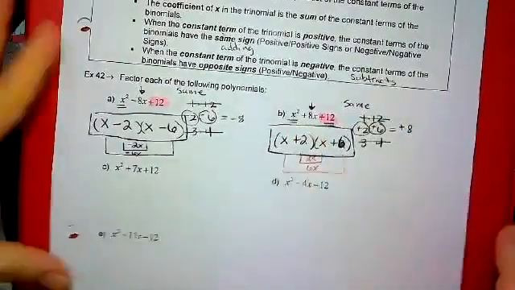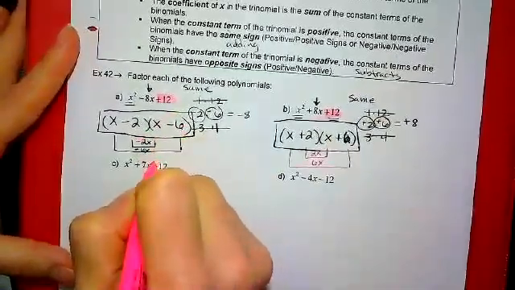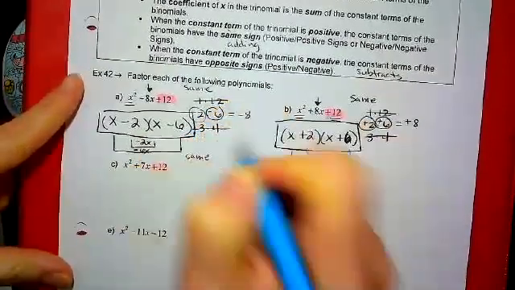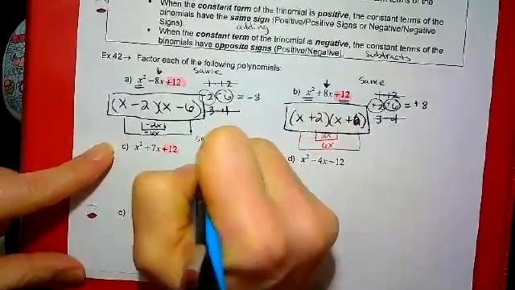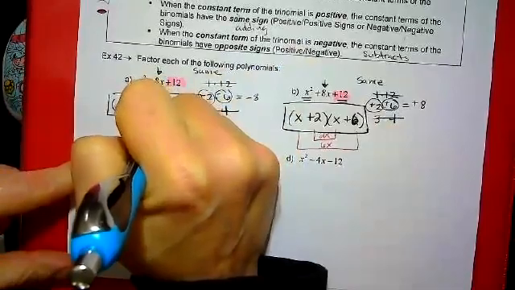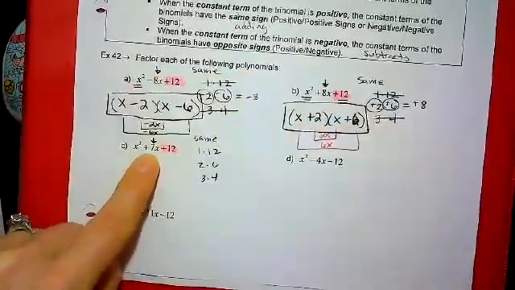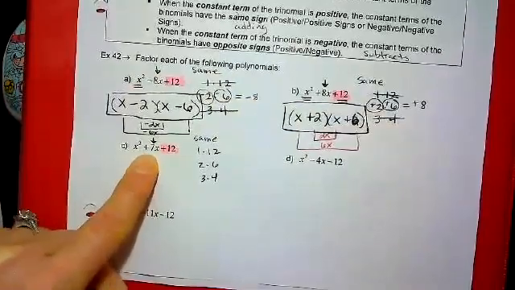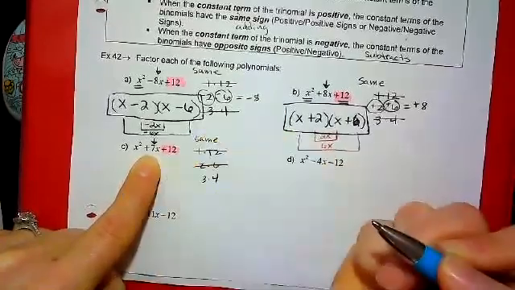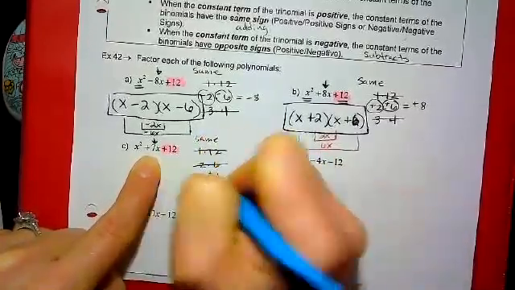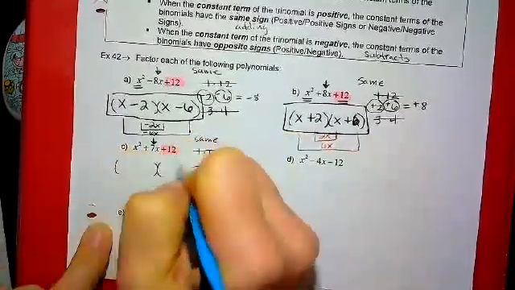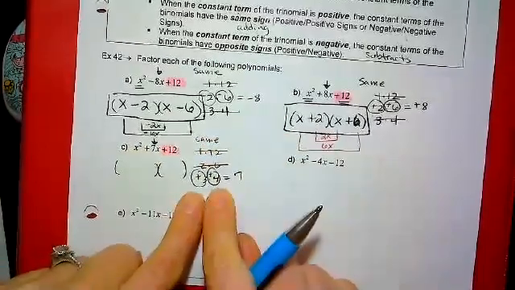Let's do another example. So if you look here at letter C, I still have a +12, so I'm still using same signs in this example. Okay, so I'm still going to use 1 times 12, 2 times 6, and 3 times 4. The difference is I'm trying to make a +7 as my middle term, not like an 8 or a -8 like I did in the other two examples. So I know 1 and 12 cannot add up to be a 7. 2 and 6 cannot add up to be a 7. If I have a +3 and a +4, those would add up to be 7. So we'll choose that pair to use those numbers in my factors.